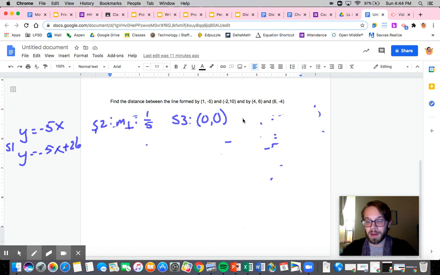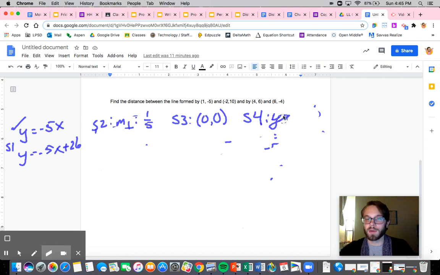Now, I need the equation of my perpendicular line. Step 4. And remember, we've already used this line, so remember that. If this one has a y-intercept of 0, so will this line, because it's going through that point. So I have y equals 1/5 x.